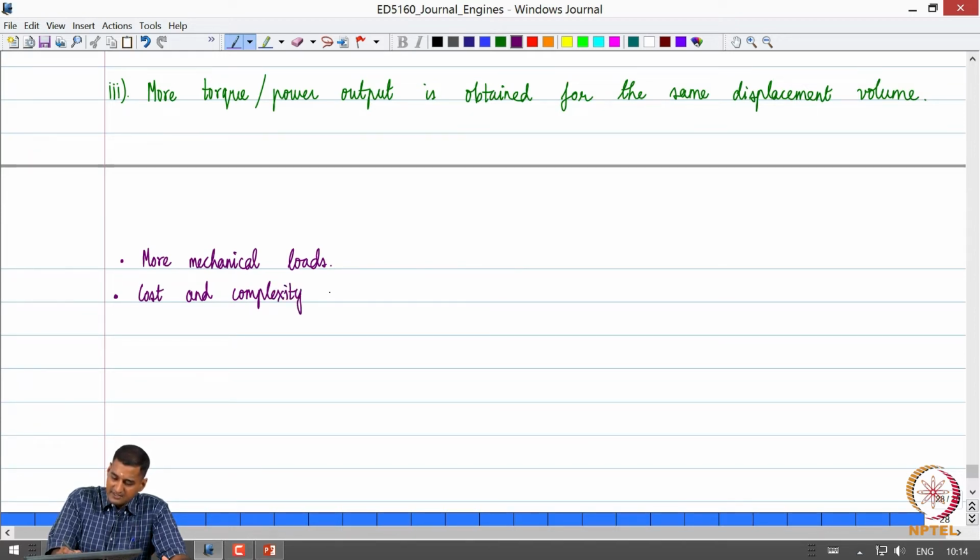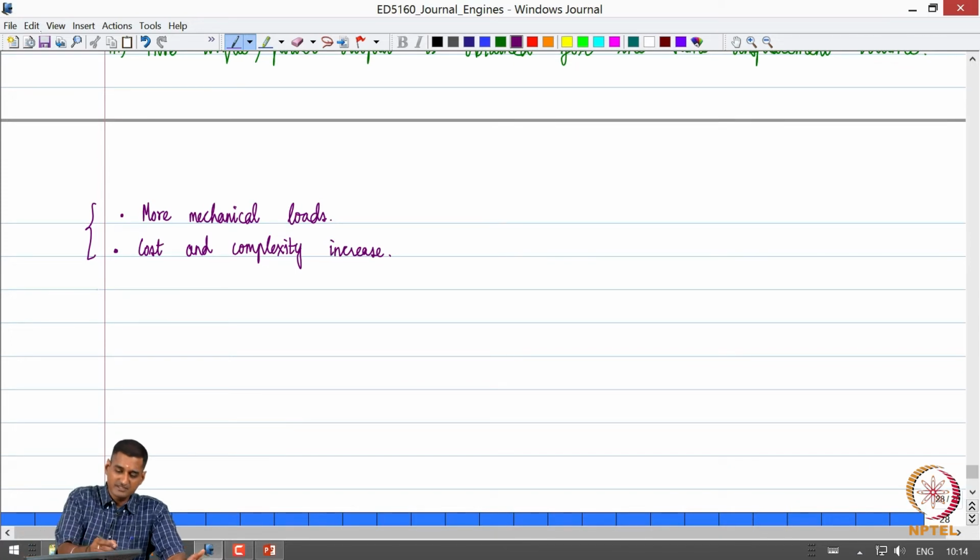And of course, by the end of today's class we will also discuss one more phenomenon which is going to influence which engines are supercharged and under what conditions and so on, right.